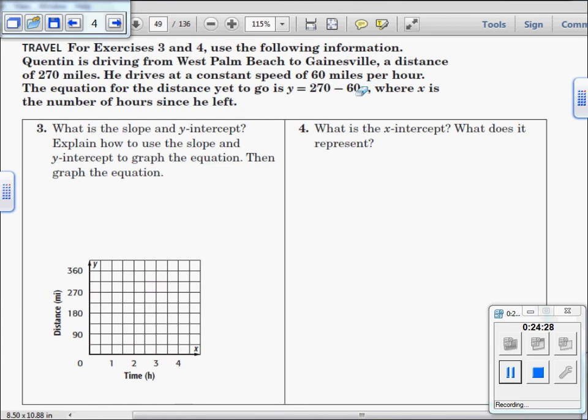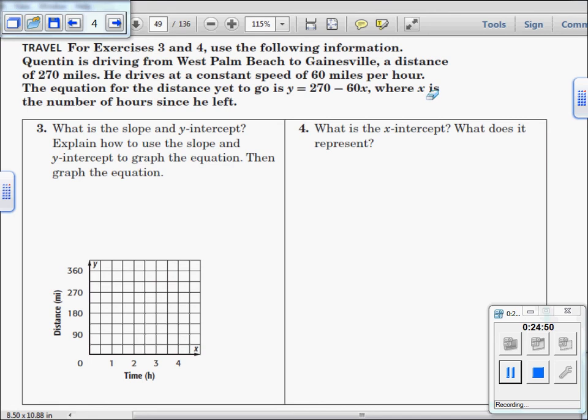Now notice, since he's left, so if he's driven for 1 hour, he's gone 60 miles. If he's driven for 2 hours, he's gone 120 miles. If he's driven for 3 hours, he's gone 180 miles. But notice, if he already knows he has to go 270, they're subtracting because that's how you would find out how many miles are yet to go. You would do how far total minus how far you've gone. That's why this is a minus situation.